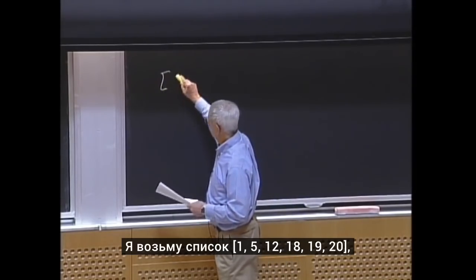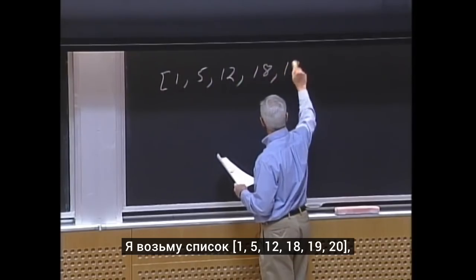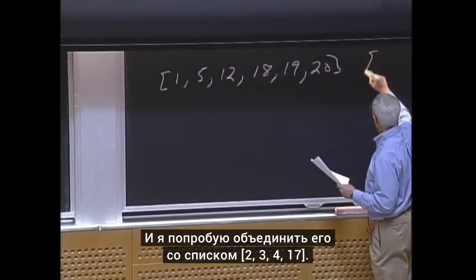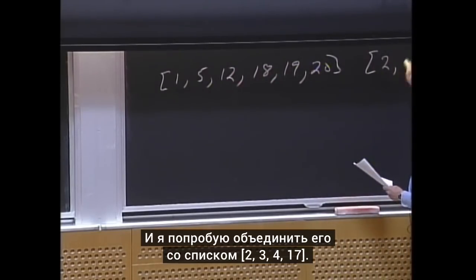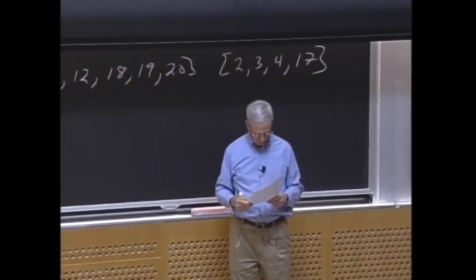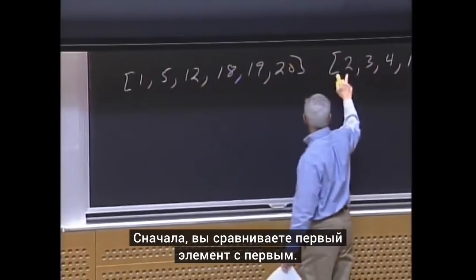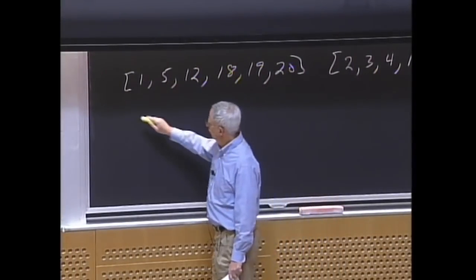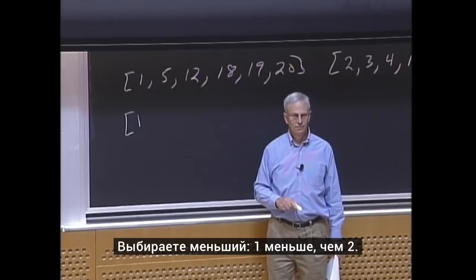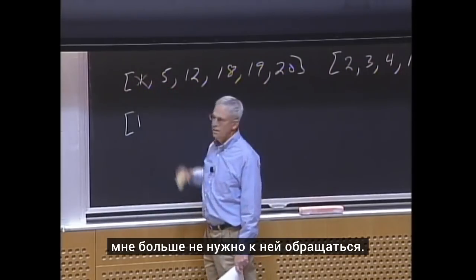I'll take the lists 1, 5, 12, 18, 19, and 20. That's list 1. And I'll try and merge it with the list 2, 3, 4, and 17. So the way you do the merge is you start by comparing the first element to the first element. And then you choose, say, all right, 1 is smaller than 2. So that will be the first element of the merge list. I'm now done with 1, and I never have to look at it again.